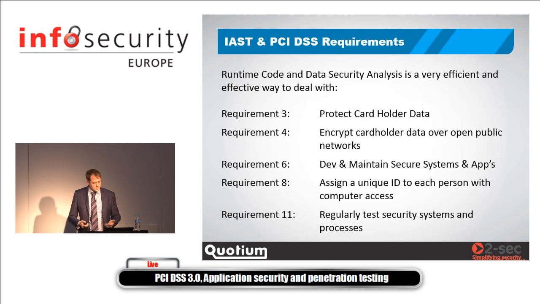Again, requirement 8 is to assign a unique ID to each person. That also means that usernames, well, certainly passwords, must be stored encrypted and transmitted encrypted. And if that's not happening, in the same way that we can identify cardholder data, we can identify that with credentials. And finally, requirement 11, which is to regularly test security systems and processes, or regularly test the applications.